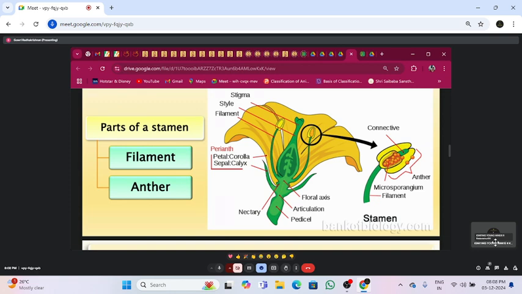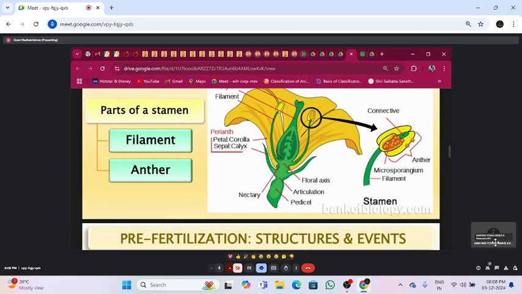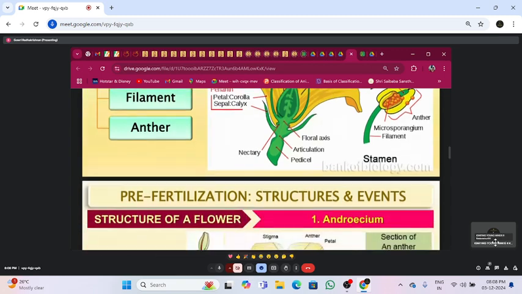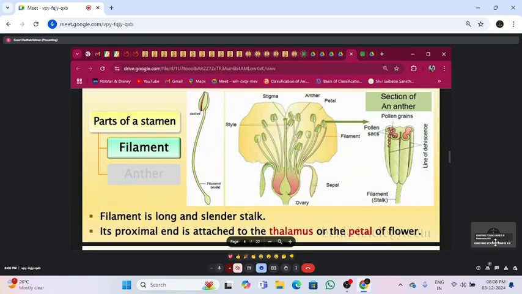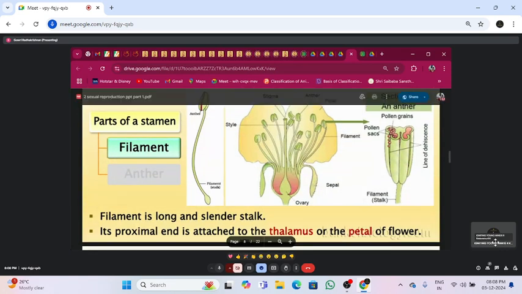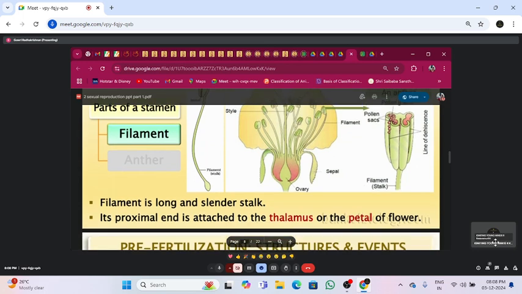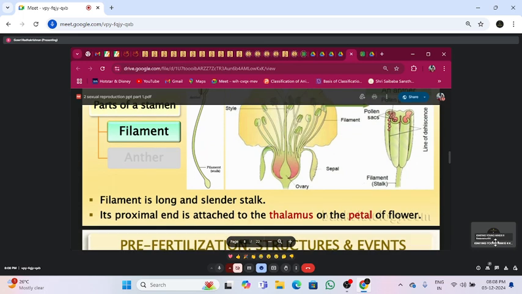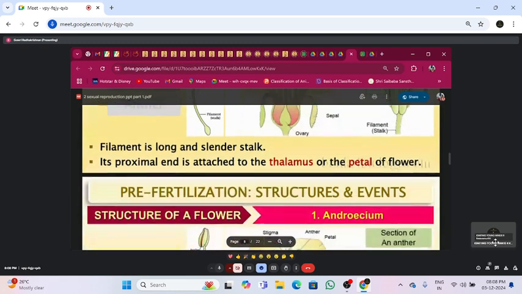Usually, this anther carries the pollen grains when matured, but before maturation, it will have microsporangium. This anther most probably will be bilobed. Can you see? This is bilobed, two lobes. The filament's proximal end is attached to the thalamus or the petal of the flower, and the other end is the anther, which is bilobed.